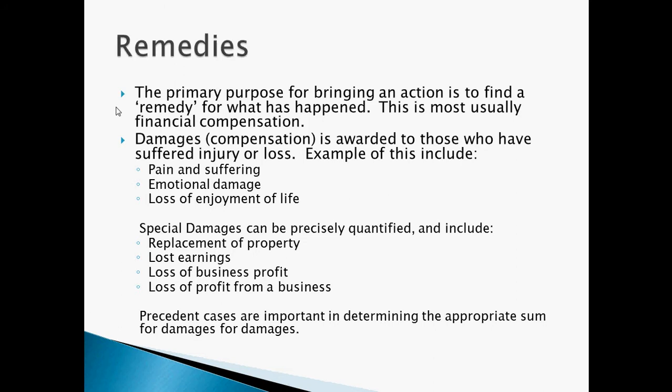The second lot of damages are those special damages that can be precisely measured, and they include things like replacement of property, a loss of earnings, a loss of profits from running a business. And keeping in mind that precedent cases, we've just talked about this, they're particularly important in determining the appropriate sum for damages.